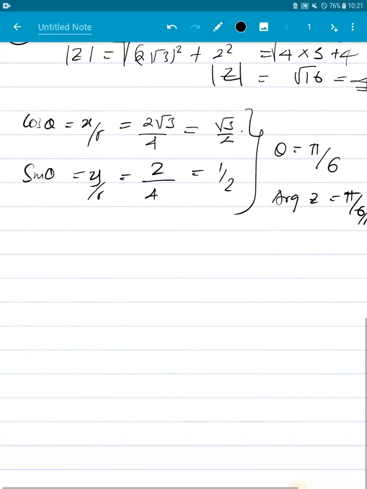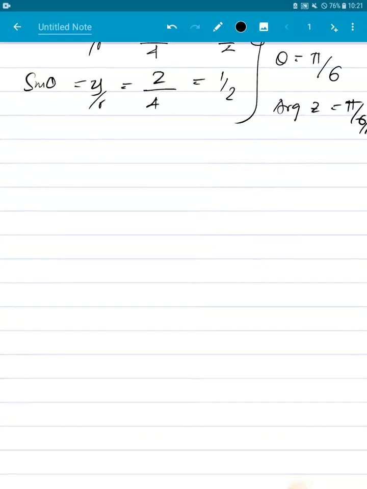This is how you do it. And you can also verify where your angle is going to lie by plotting that complex number before you even go anywhere. Let's look at number 3. You'll see what I'm talking about.